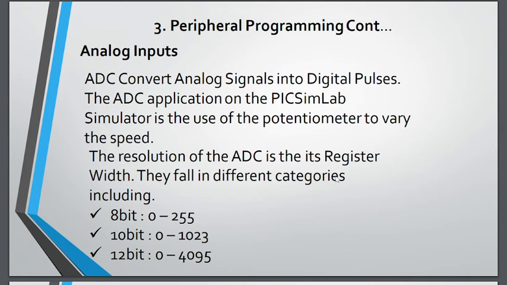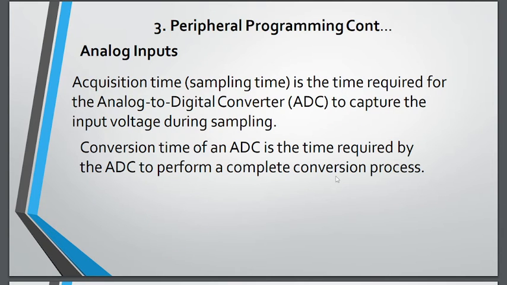Let's talk about ADCs, analog inputs. An ADC converts analog signal into digital pulses. The ADC application on the PixSimLab simulator is the use of the potentiometer to vary the speed. The resolution of the ADC is the register width. They fall in different categories, including 8-bit, 10-bit, and 12-bit. The ADC used in our project is a 10-bit ADC.